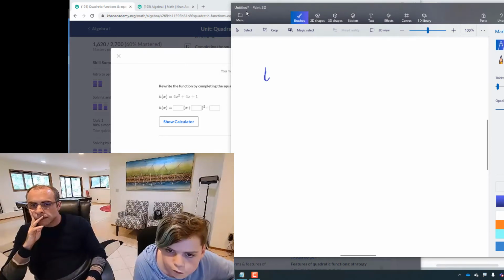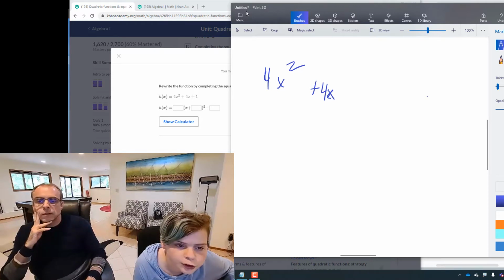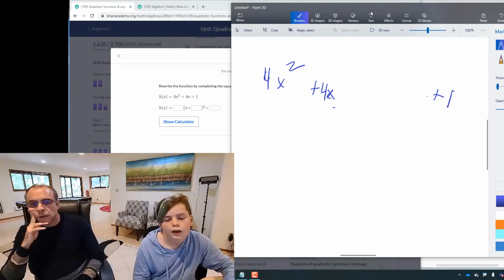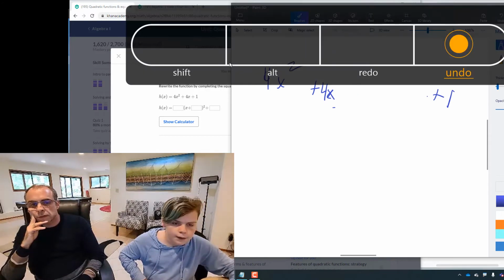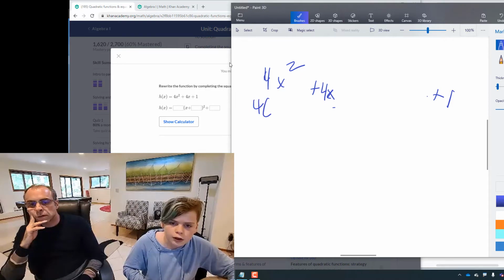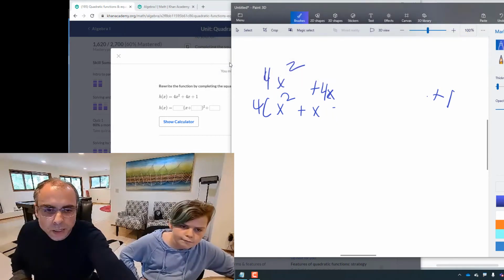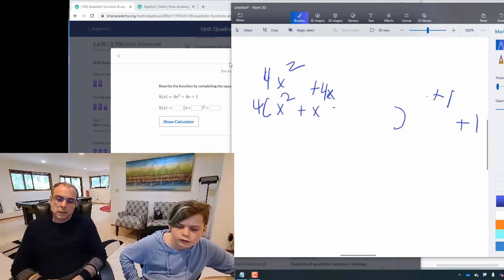So 4x squared plus 4x, and then a space, and what comes before the 1? Plus 1. You've got a coefficient in front of the x, so then I would factor out 4. So 4 is x plus... Is it x or is it something else? x squared plus x. So undo that closed bracket. Now put the closed bracket over here, and then put the plus 1 on the end. Okay. So now what?